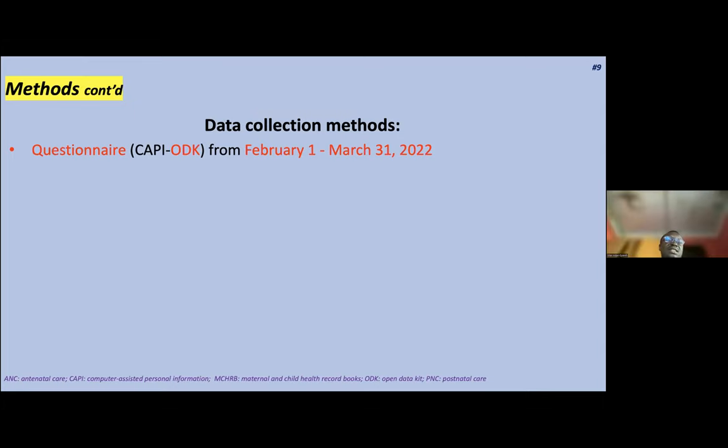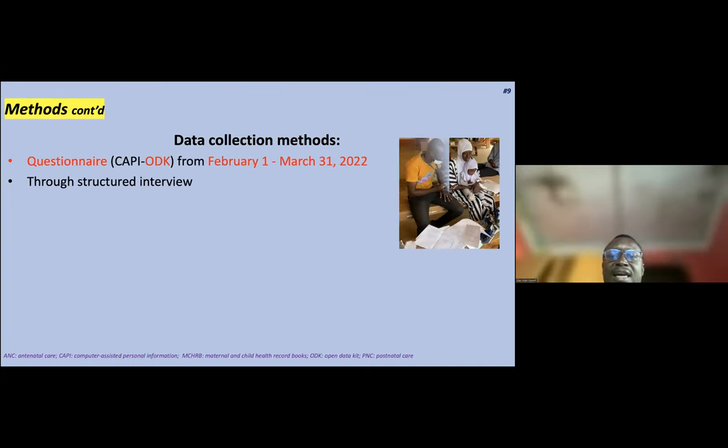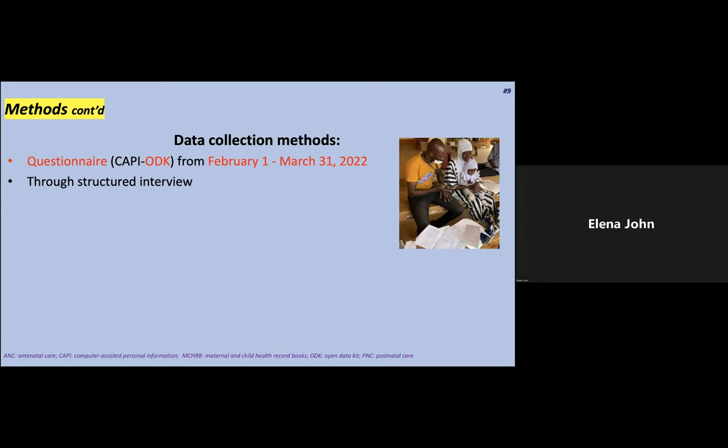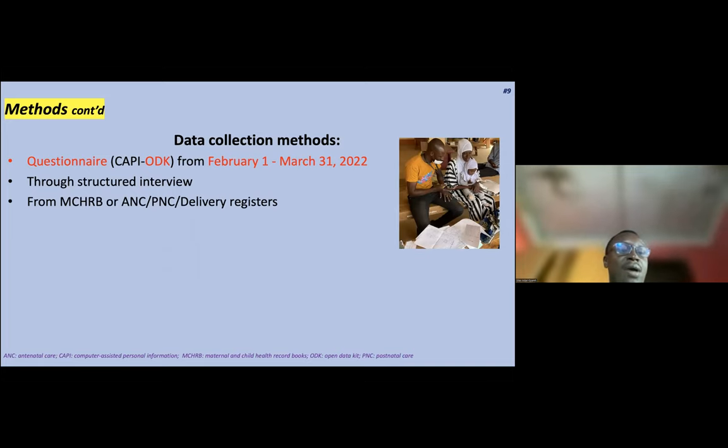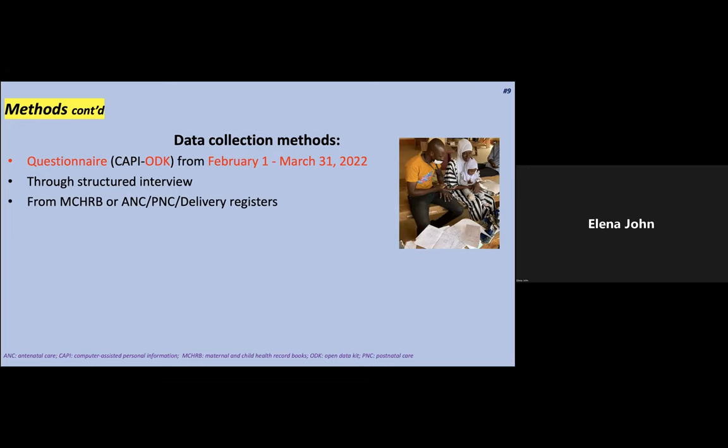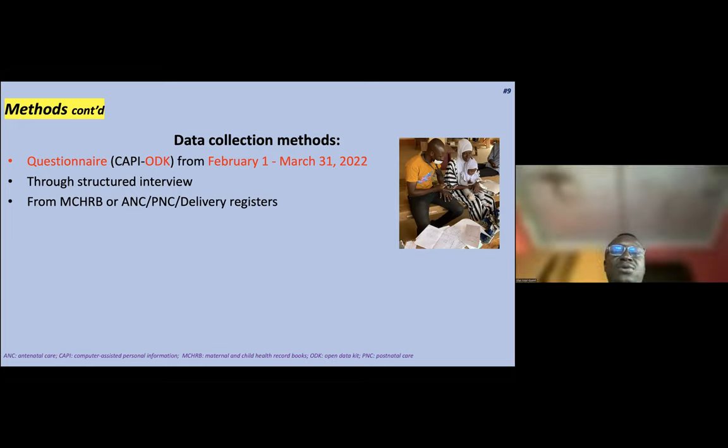The data collection method was a questionnaire, where ODK, that is Open Data Kit, was used to collect data from February 1 to March 31st in the year 2022, that is this year. It was collected through structured interviews, where a data collector or research assistant sits with a participant here. Some of the data was also collected from maternal and child health records, antenatal and postnatal, as well as delivery registers. So this is a picture showing one of the data collection sources, that is the maternal and child health record books.